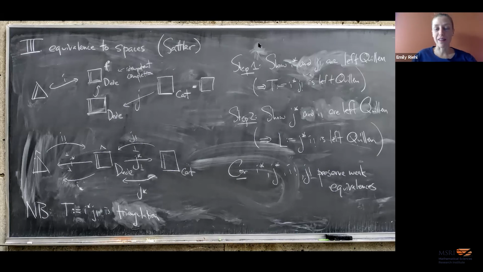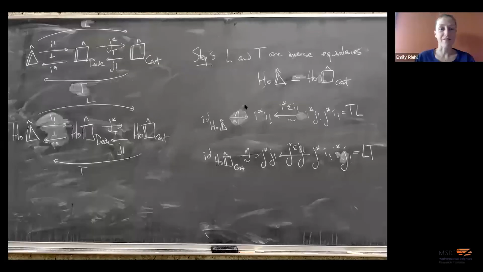So what's a corollary then? The corollary, since all objects are cofibrant in all of these categories, once I have left Quillen functors, by Ken Brown's lemma, they preserve weak equivalences between cofibrant objects, meaning they preserve weak equivalences full stop. And that's going to take us to the final step.